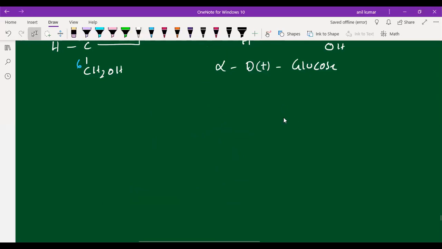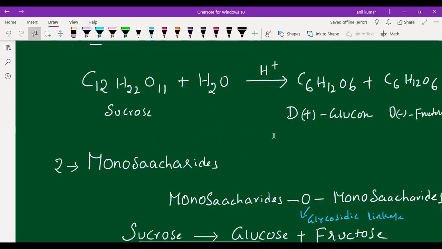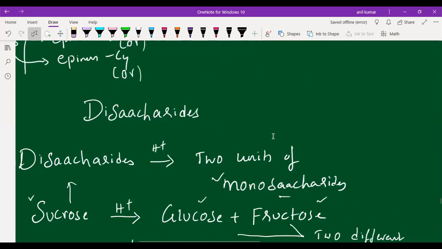So here in beta D fructose, where will be the OH, students? OH will be at the left side, and CH2OH will be at the right side. So you can draw the beta D fructose. You can also see it in the last class. Otherwise, if you go to the last class, you can see the beta D fructose. So here you have beta D fructose.